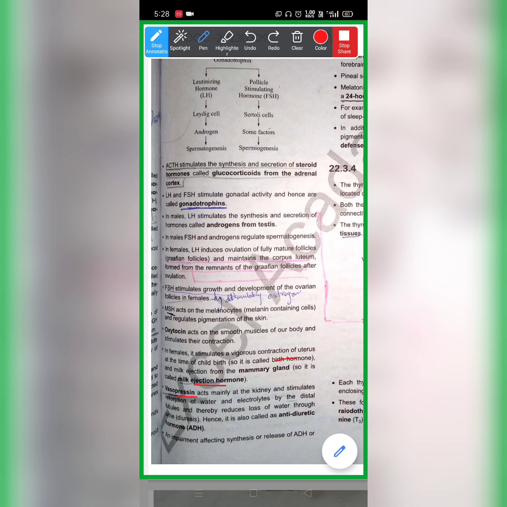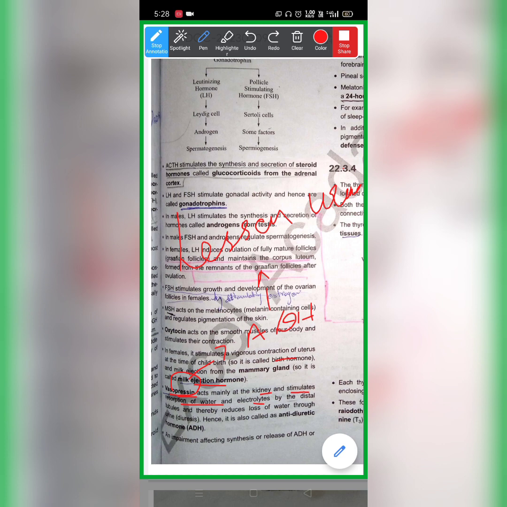Coming to the last hormone from the posterior pituitary, it mainly acts upon the kidney and stimulates the reabsorption of water and electrolytes. Which hormone is that? It is vasopressin. Vasopressin is also called antidiuretic hormone. What is the main function of this antidiuretic hormone? It lessens the urine output whenever you do not have enough water.